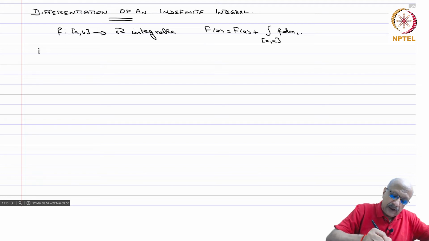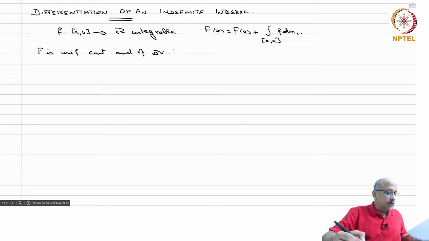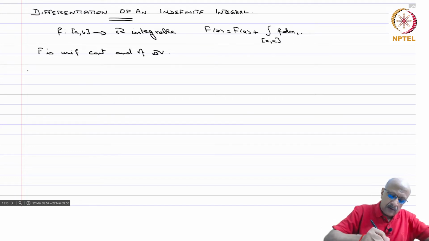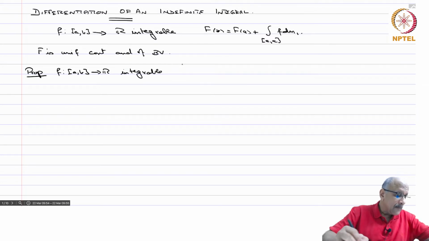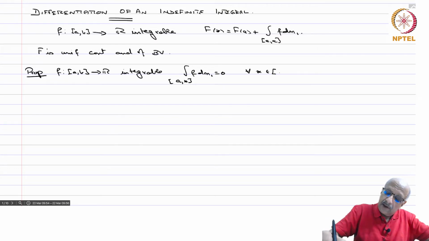So we already know that F is uniformly continuous and of bounded variation. Okay, so this much we know. Now before we proceed, we need the following technical proposition. Let f from [a,b] to R be integrable, and the integral from a to x of f dm1 equal to 0 for all x in [a,b].